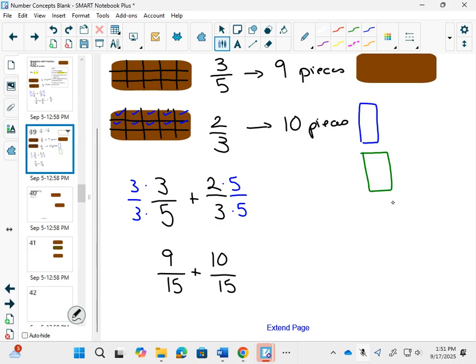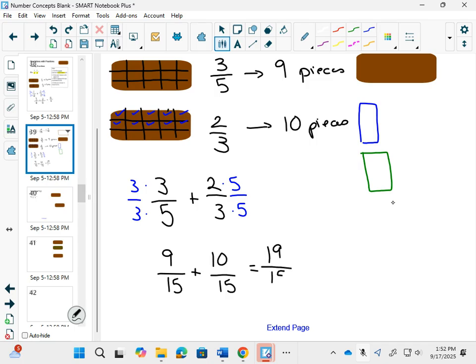Again, what does a fraction mean? This is how much the whole thing was cut up into. In other words, our chocolate bar had 15 pieces. This is how many you have of that. You have 9 pieces out of 15. And here you have 10 pieces out of 15. And since the pieces are the same size, now it makes sense to add them. I have 19 pieces in total, because 9 plus 10 is 19.